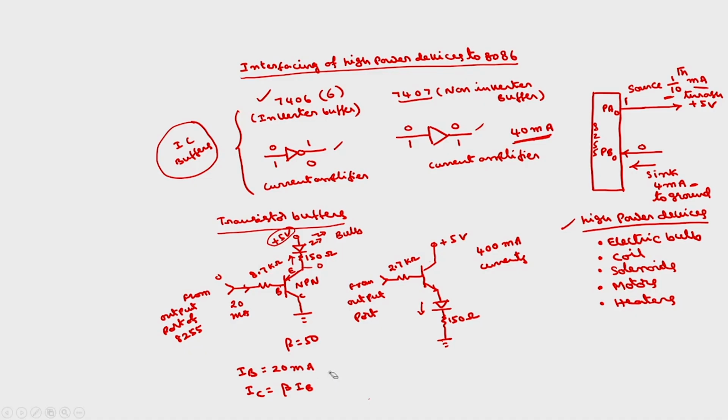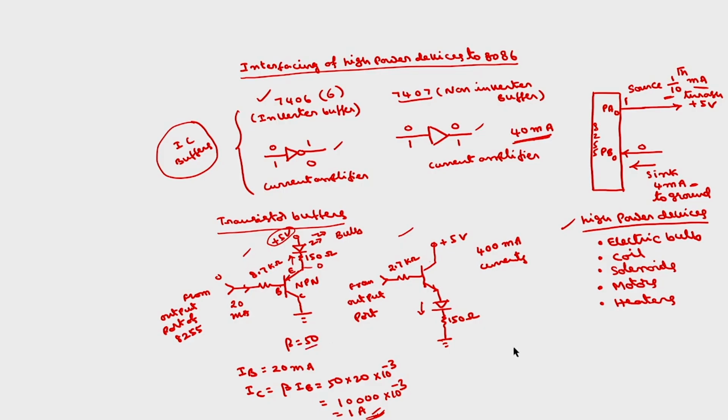IC is equal to, directly because IB is given, 50 times 20 milliamps. So this comes around 10 to the power of -3 times 1000, which is equal to 1 amp. This is large enough to control moderately high power devices. This is how we can use these buffers to amplify the current, thereby driving moderately high power devices. If we want still higher currents, this actually depends upon the beta.